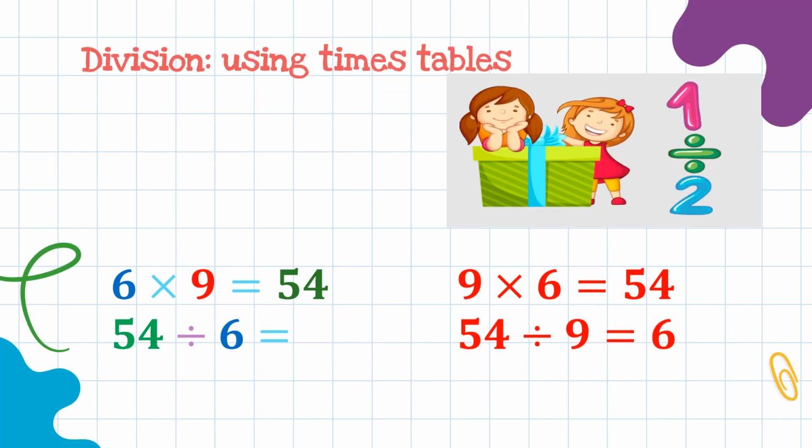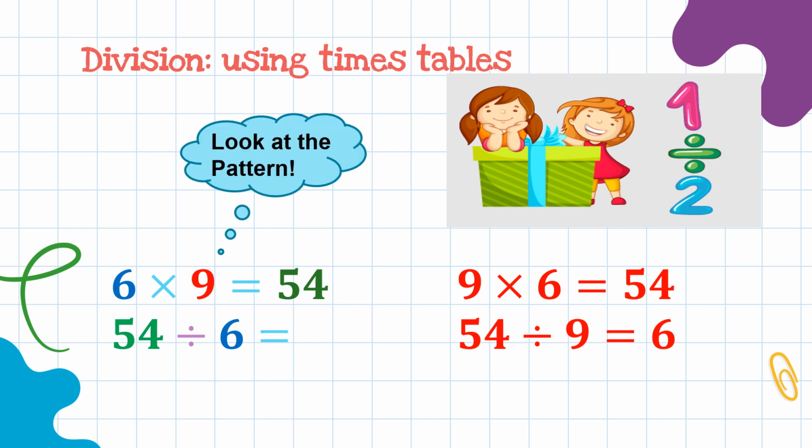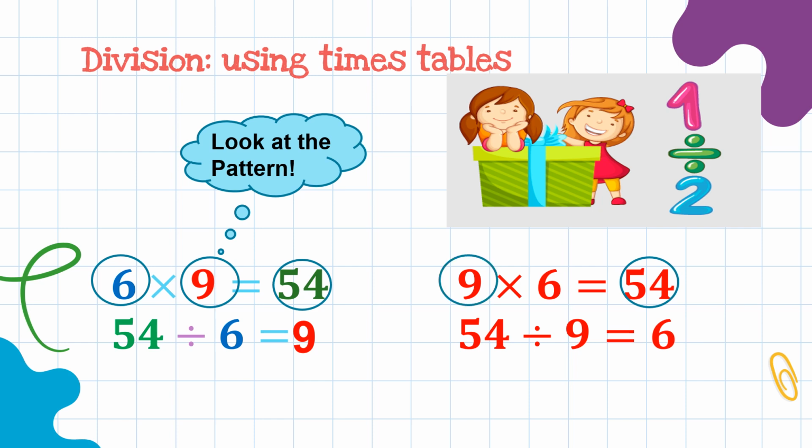Division using the times table. Look at the pattern kids. As we know that 6 multiplied by 9 is equal to 54, so when 54 is divided by 6, we get 9. Similarly, 9 sixes are 54, so when 54 is divided by 9, we get 6. It means that when we divide the product of two numbers by the first number, we get the second number.